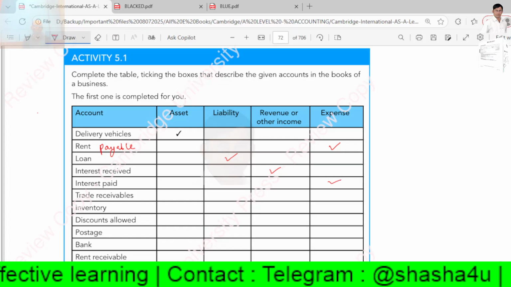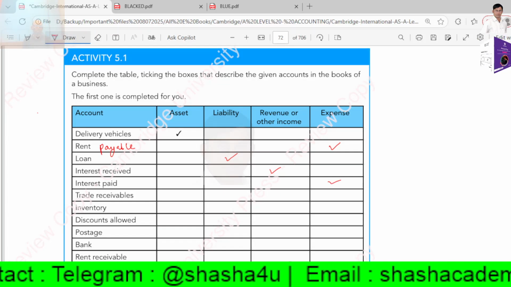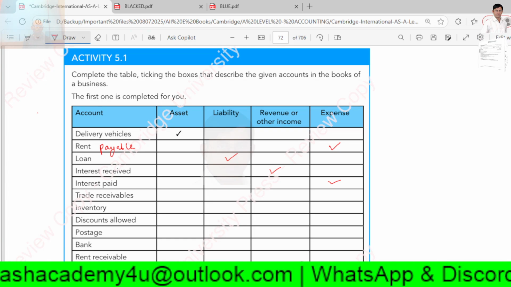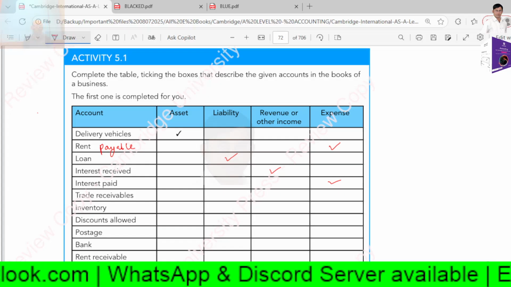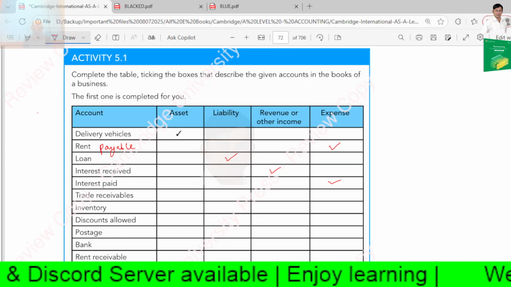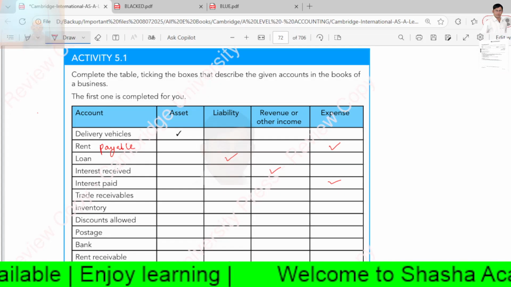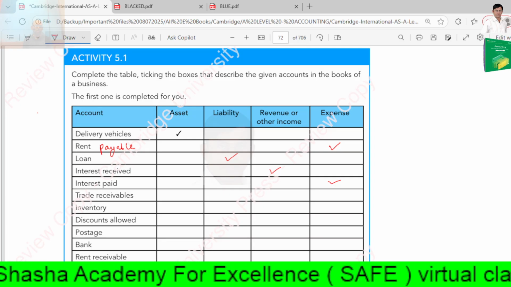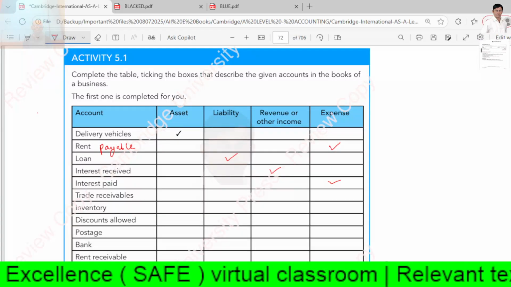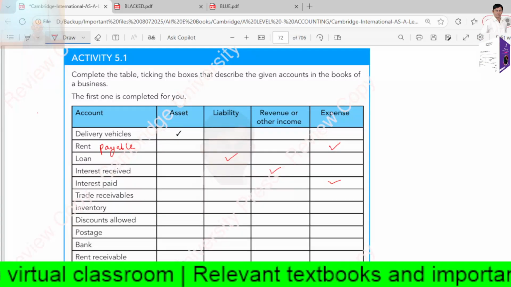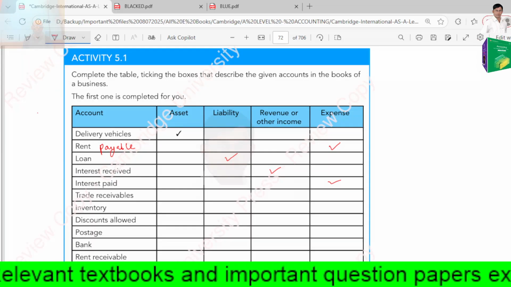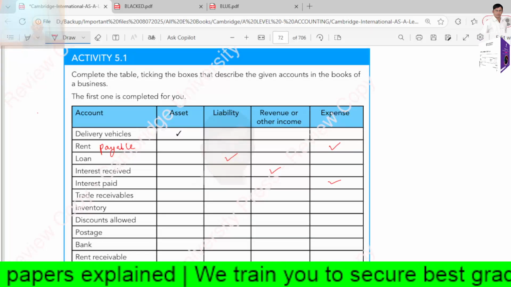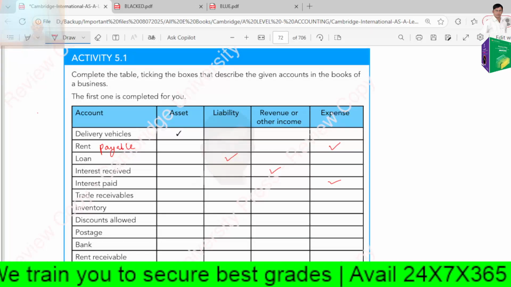Trade receivable is an asset. Why? Because we have sold on credit and that person has to pay. These are customers' accounts. Trade receivables is also known as debtors, trade debtors, receivables, bills receivable. All together is known as trade receivables. Trade receivables is something which is owed to you, so it is an asset.